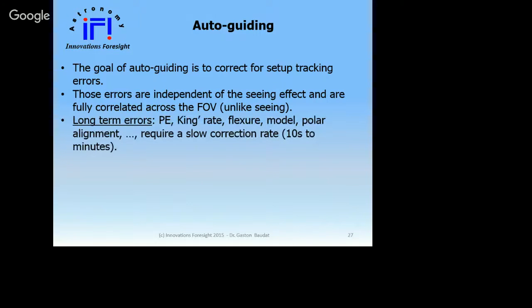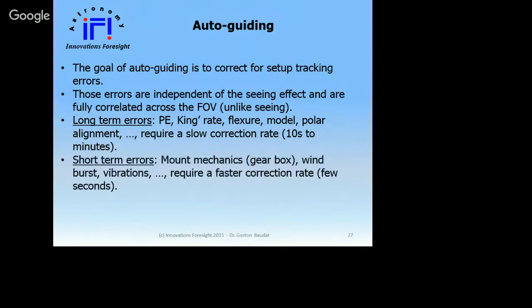Now, you typically have two types of errors when you guide. You have long-term errors, periodic error. You can solve that with PEC. King rate error, which is the refraction of the atmosphere, which means the sidereal rate is not unique. It's a matter of where you are, and you can correct at least part of it with a model. You have the flexure, the error of any model you may have, and the polar alignment error. All of that requires a small correction rate. For those problems, you have a small drift, and you don't need to correct much faster than 10 seconds to minutes, depending on the quality of your mount.